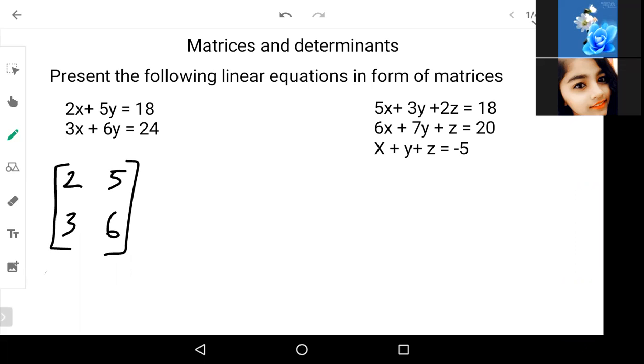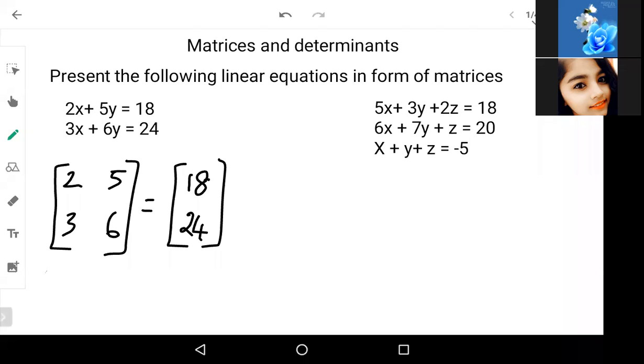Now on to the right hand side, put an equal to sign. If you see here, the constants are 18 and 24, so this is going to be the other matrix. So we are just taking the coefficients of the variables, and on the other side only the constants, only numbers, should be considered here from linear equations into the matrix. Understood this first problem? Yes?